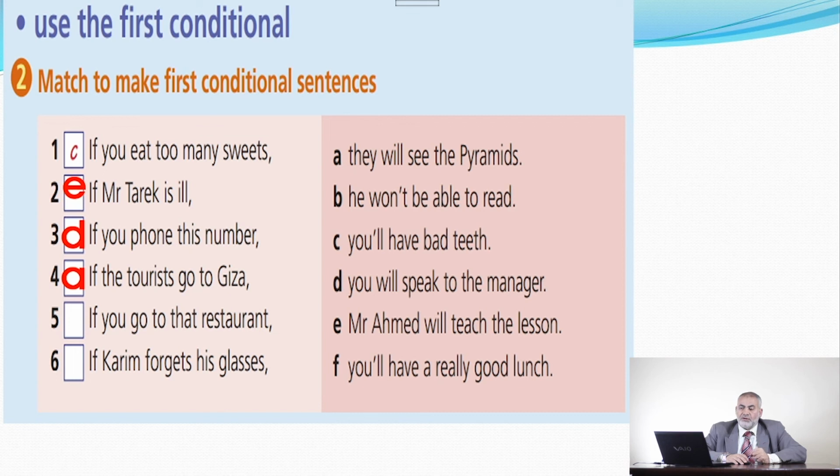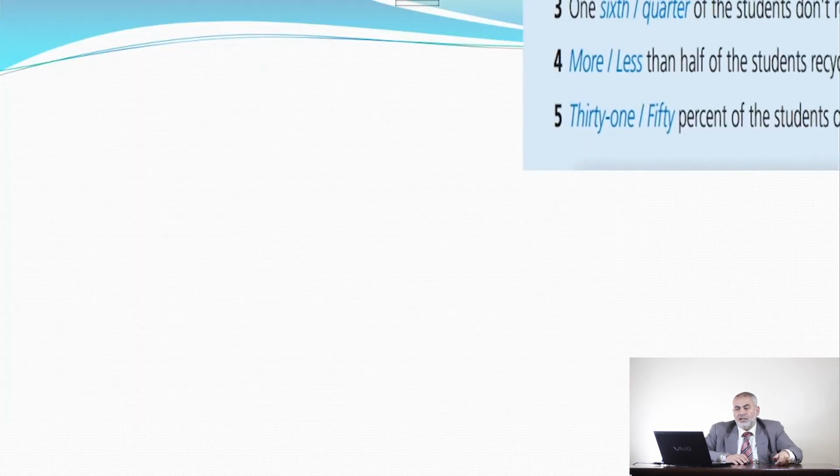أهرامات في Giza. Number five, if you go to that restaurant, لو رحت المطعم ده بالذات, letter F, you will have a really good lunch. Number six, if Karim forgets his glasses, letter B, he won't be able to read. لو نسى his glasses, لو نسيها, he won't be able to read.